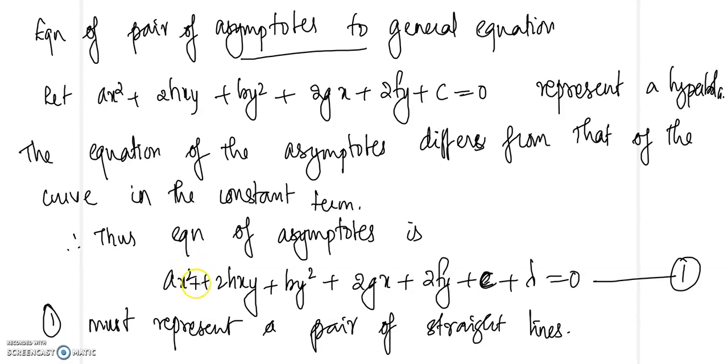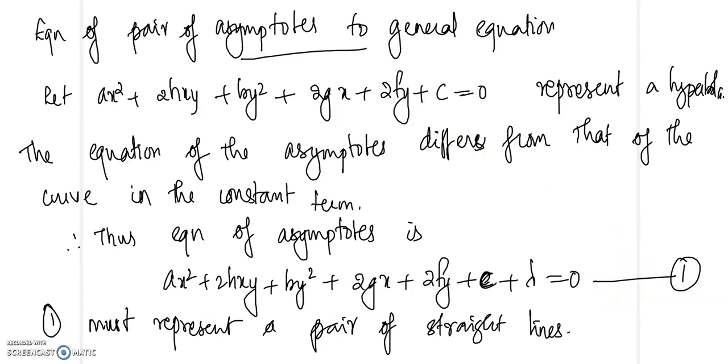So the equation of asymptotes is ax square plus 2hxy plus by square plus 2gx plus 2fy plus c plus lambda equal to 0. Now equation 1 is the asymptotes equation. That means they are going to represent a pair of straight lines. Now by the condition for pair of straight lines, we saw the expression delta for the standard conic equation. When we take the determinant of these coefficients, it must be 0.